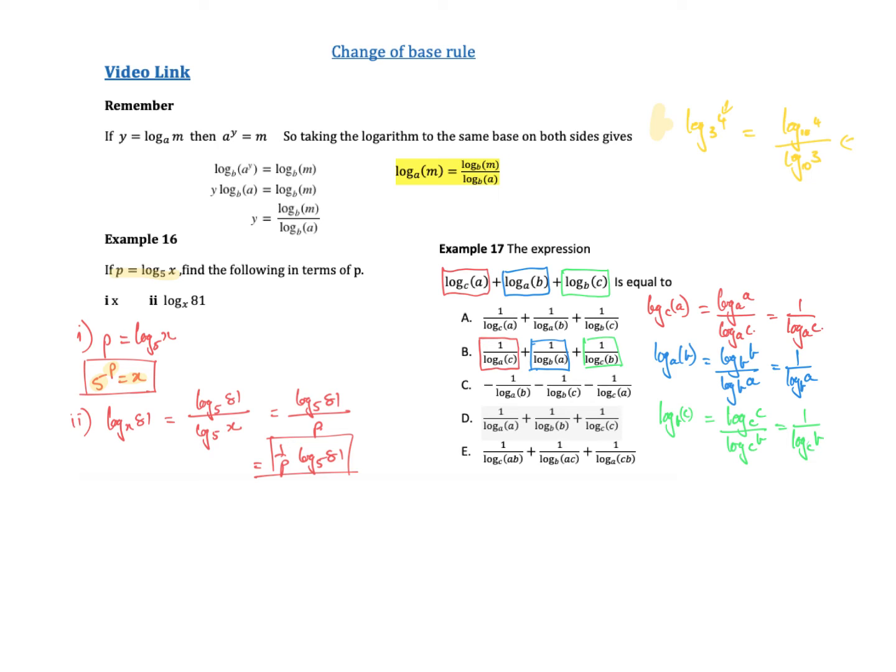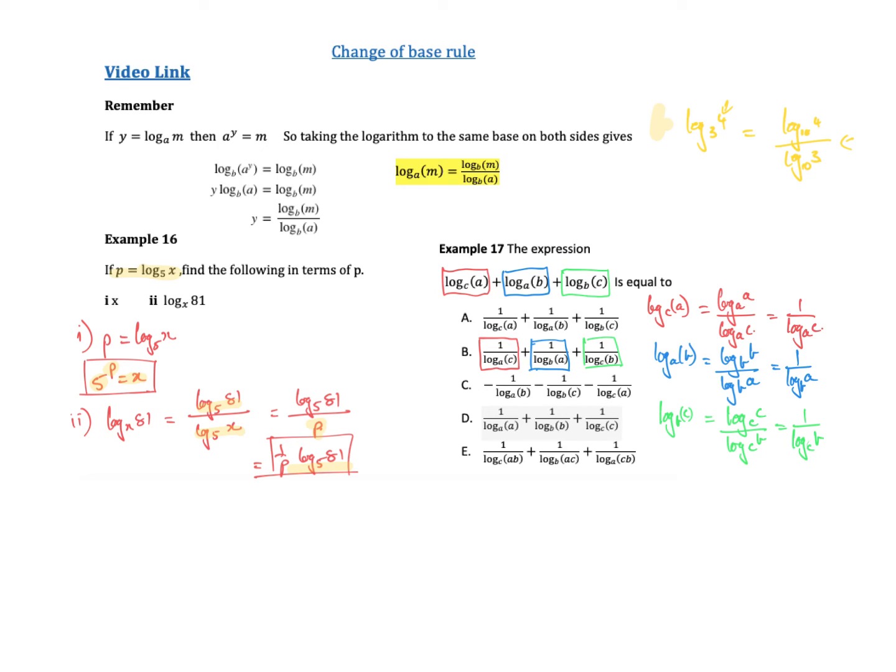The next one there, I want to find that expression in terms of P, which means really I need to incorporate log base 5 of X somehow. So I've got log base X of 81. If I turn that into a log base 5 expression, it's log base 5 of 81 over log base 5 of X. I know log base 5 of X is P, and log base 5 of 81 is just some constant term. So as an expression involving P, I could have 1 on P, log base 5 of 81.